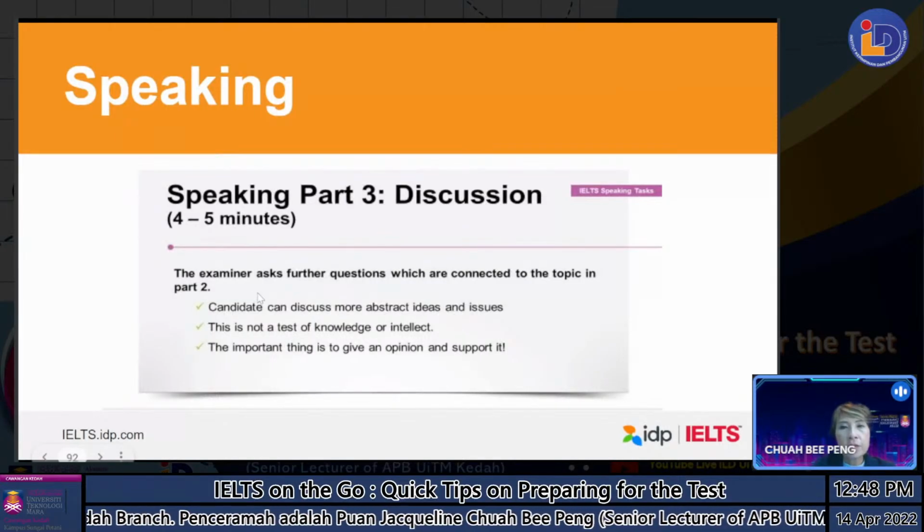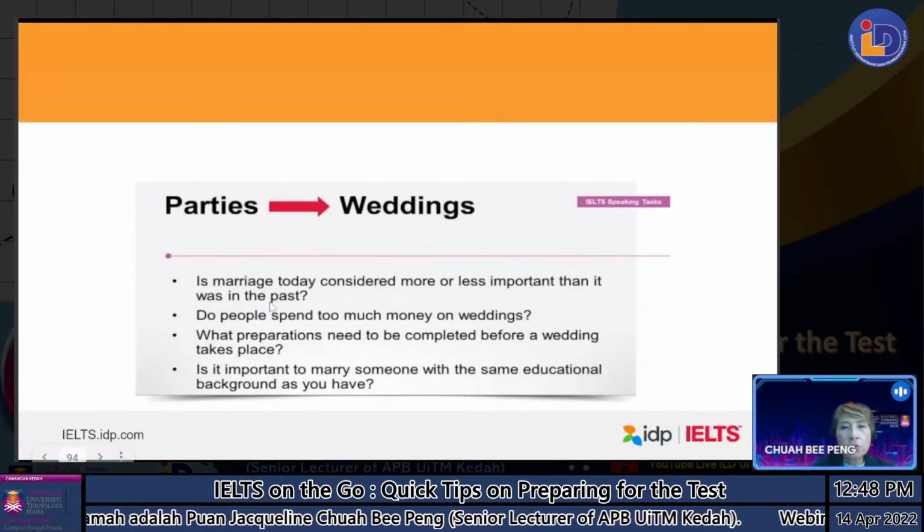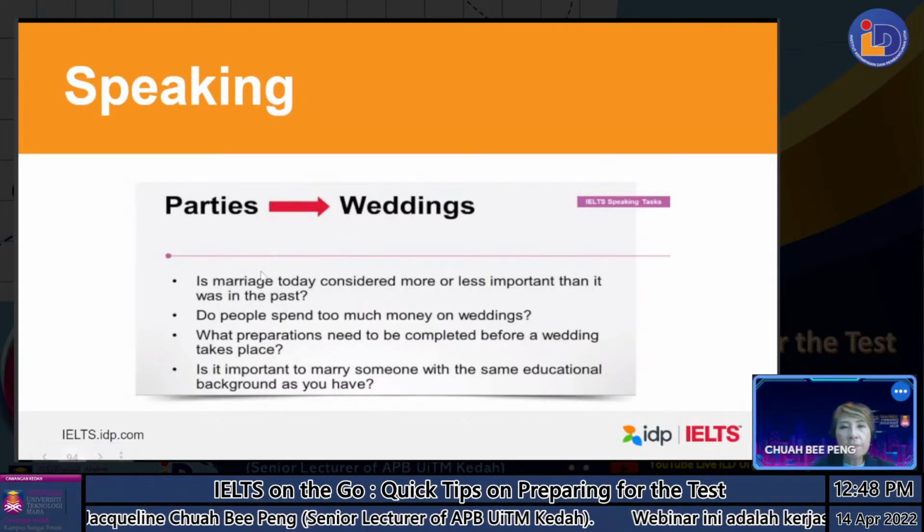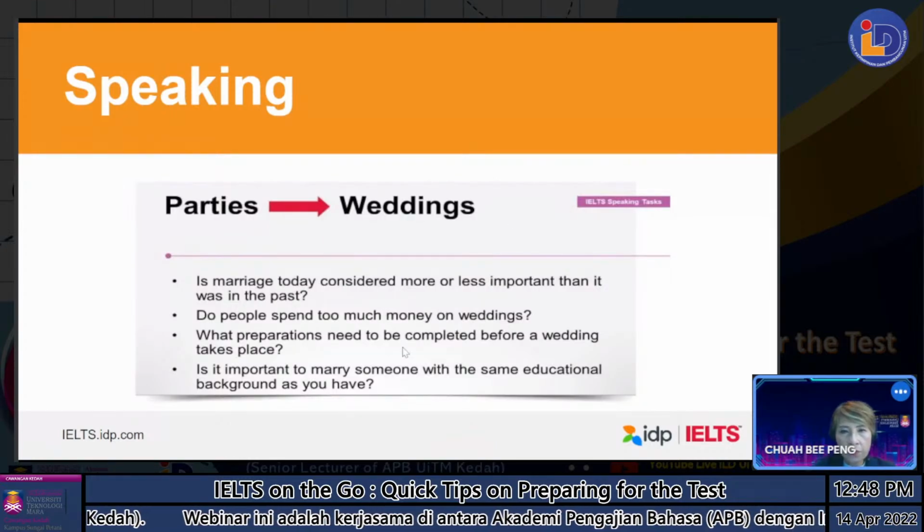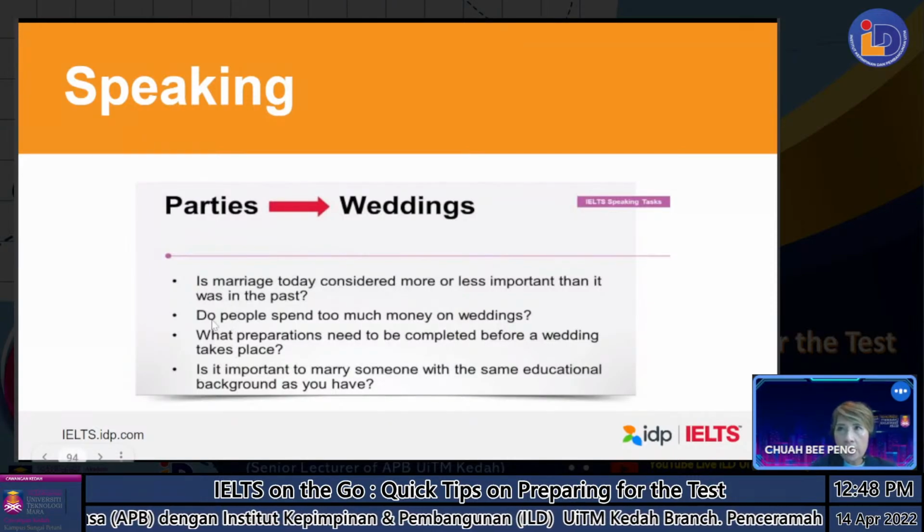So part 3, like I said, the topic will also be the same thing. So if you start from parties, it may talk about weddings. So Hyun Bin and Hee Jin's wedding, for example. Is marriage today, not about Hyun Bin and Hee Jin, but is marriage today considered more or less important than it was in the past? So you should be able to talk about that. Or do people spend too much money on weddings these days?